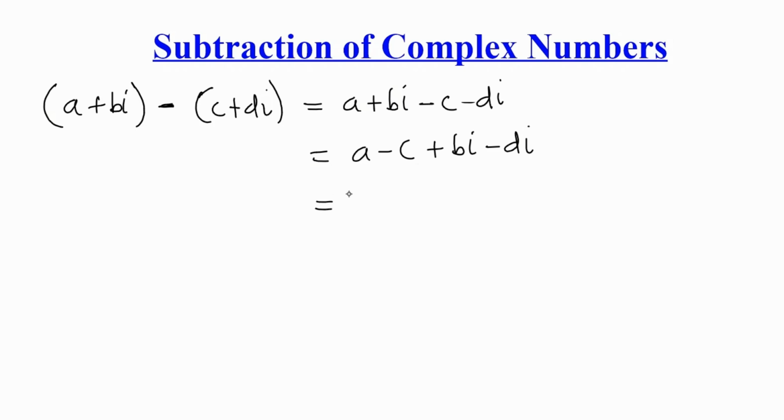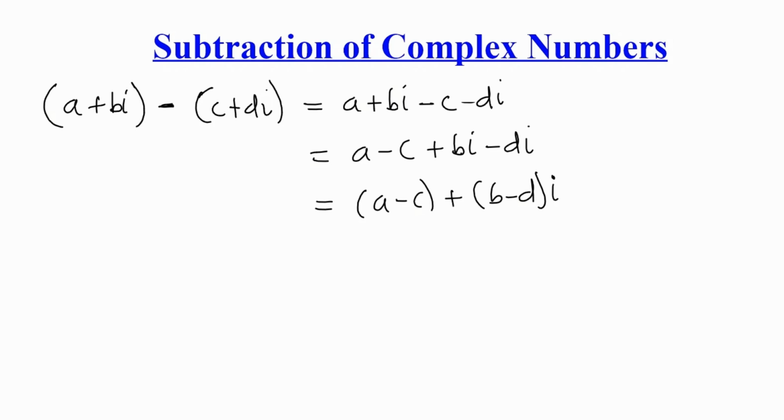Here we can put them in parentheses. That becomes (a minus c) plus (b minus d)i. And this is how we subtract complex numbers. Now, if we get this idea, then let's put it into practice by solving practical examples.